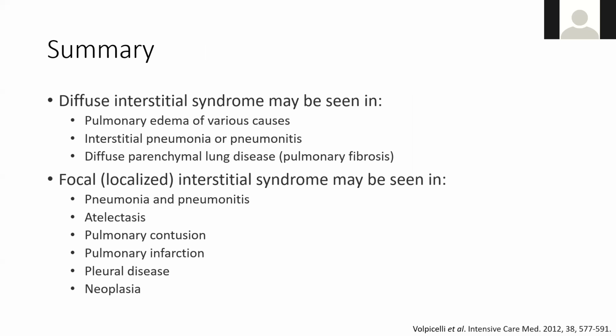So to summarize some of the main points from those cases, ways that we can distinguish between different causes of interstitial syndrome. We can start with whether it's diffuse or focal, with diffuse interstitial syndrome being seen in etiologies such as pulmonary edema of various causes, interstitial pneumonia or pneumonitis, and diffuse parenchymal lung disease, including pulmonary fibrosis. More focal or localized interstitial syndrome may be seen again in pneumonia if it's more lobar, atelectasis, pulmonary contusions, pulmonary infarction, sometimes with pleural disease or neoplasia.